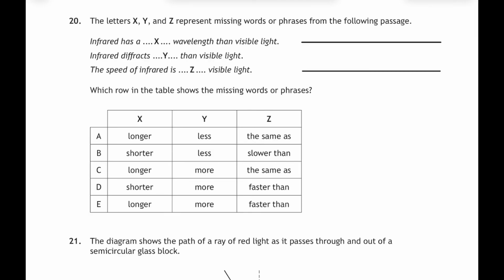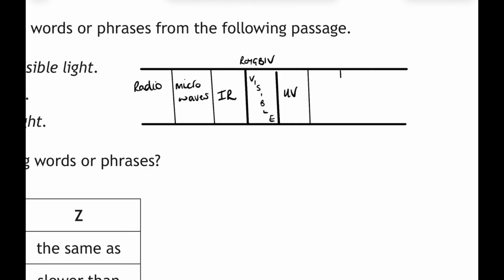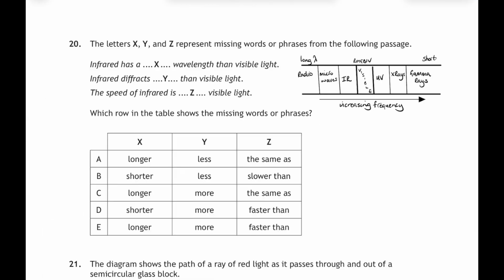This is the electromagnetic spectrum here, so let's very quickly draw an electromagnetic spectrum diagram with visible light in the middle, UV above the violet, infrared below the red, microwaves and radio waves to the left, X-rays and gamma rays on the right hand side, increasing frequency from left to right, and the long wavelengths are at the left, shorter wavelengths at the right hand side. So infrared has got a longer wavelength than visible light, so X is longer.